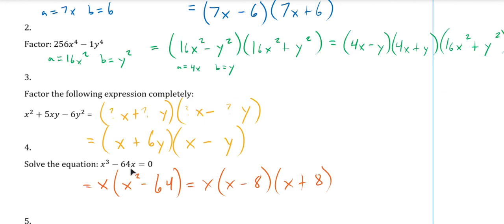To factor number 4, the first thing we want to do is get a common factor out of both terms. They both have an x, and dividing that out, we get x squared minus 64, which is again a difference of squares.